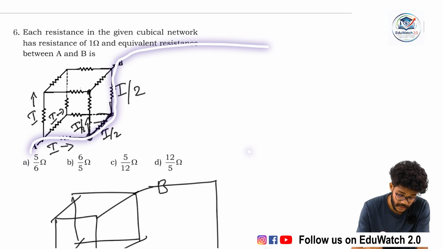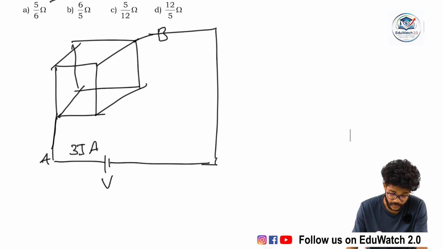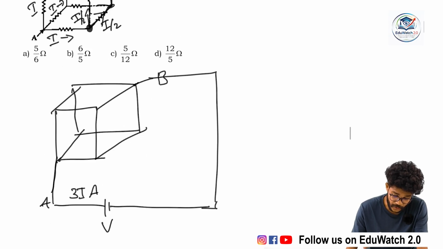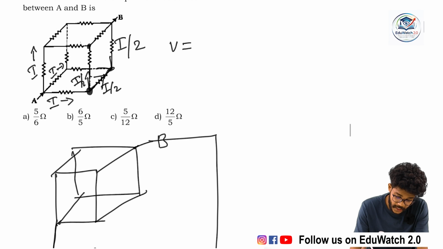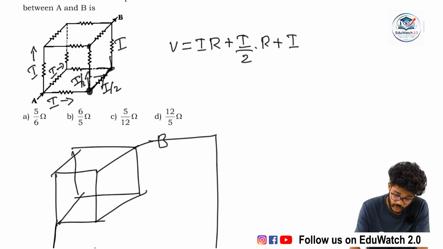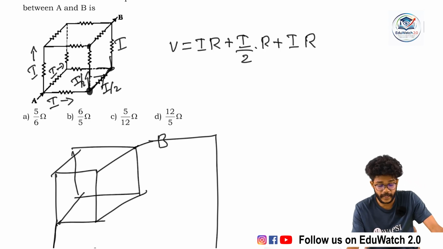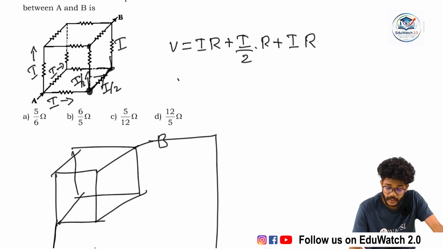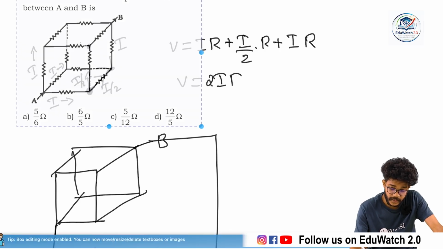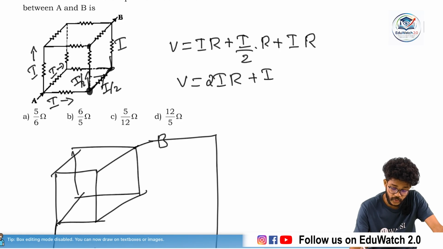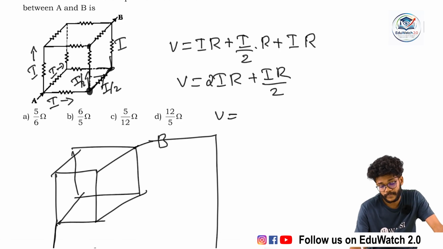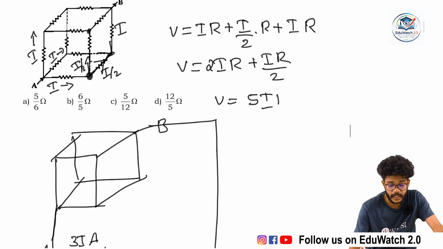So I am calculating that. Let V be the voltage. So V is equal to I into R plus I by 2 into R plus I into R by 2, plus I by 2 is total, we get an I in here. So I into R is the total voltage drop across this resistance. So V is equal to 2IR plus IR by 2, which is V is equal to 5IR by 2.